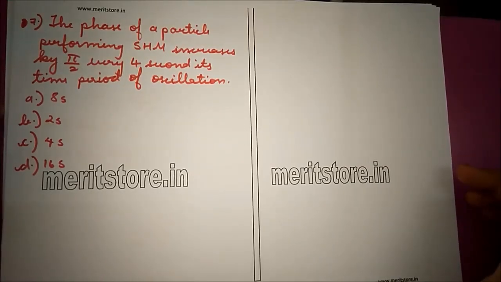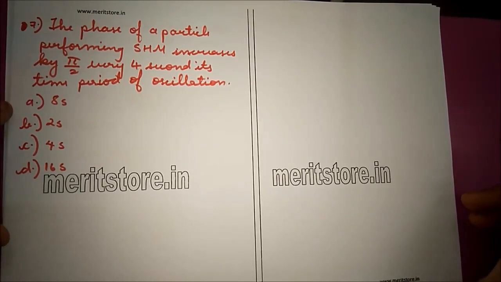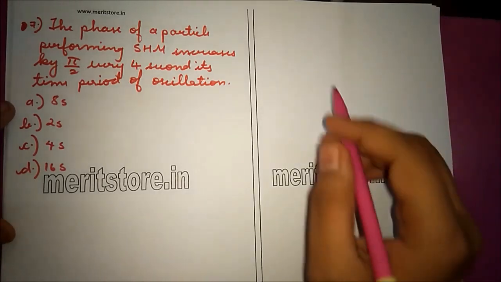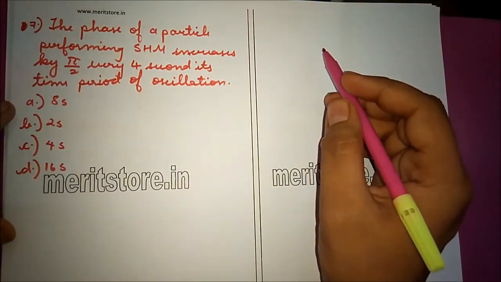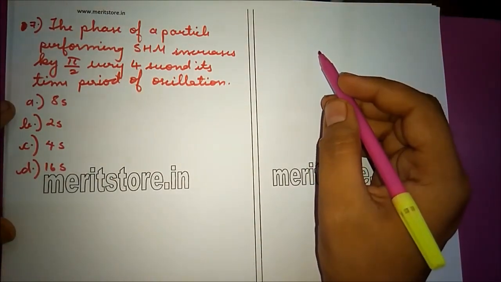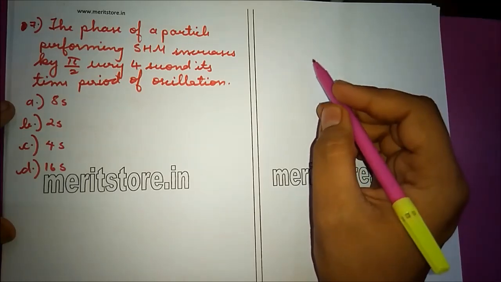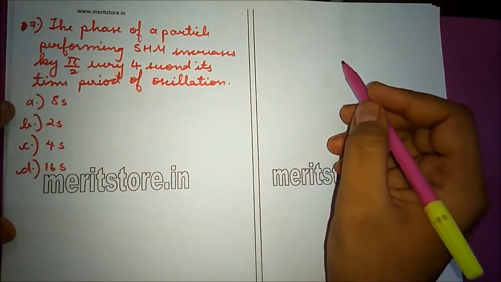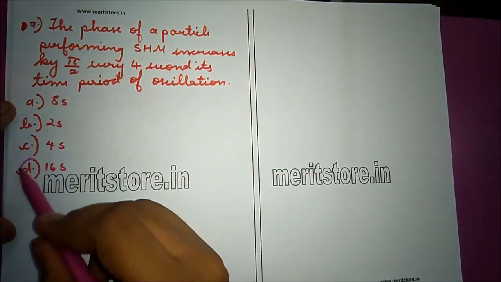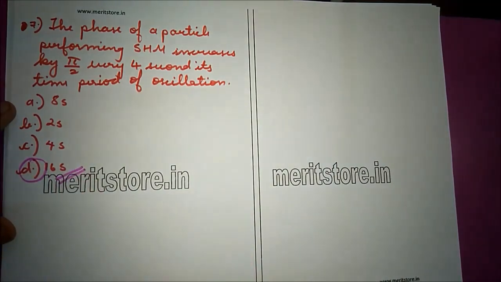Question 7. The phase of a particle performing SHM increases by pi by 2 every 4 seconds. Its time period of oscillation is. So we know that in period T phase changes by 2 pi, that is phase change of pi by 2 occurs in time T by 4. So option D, 16 seconds is the correct answer.